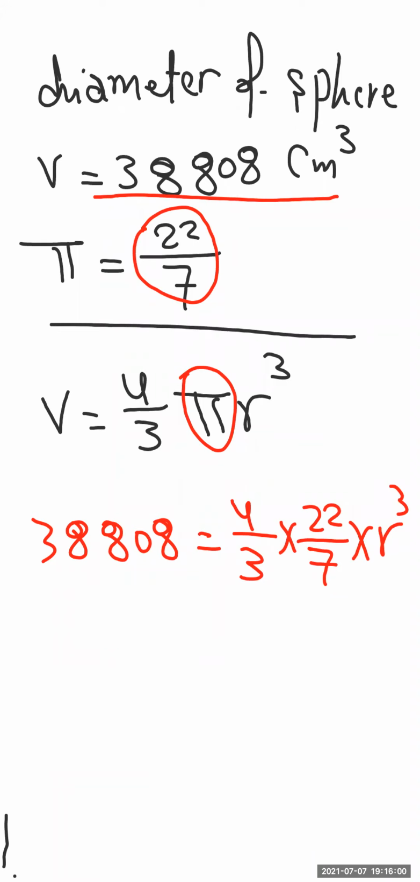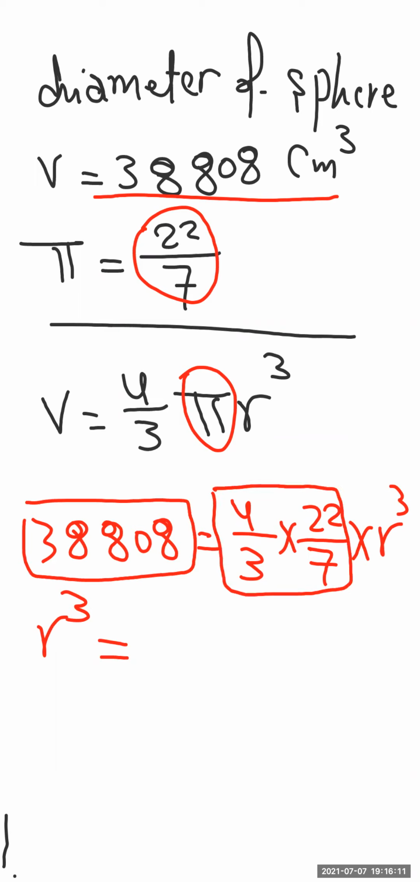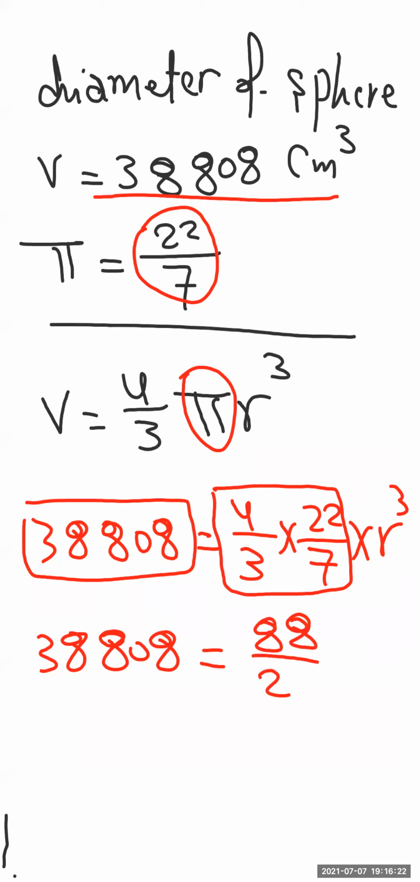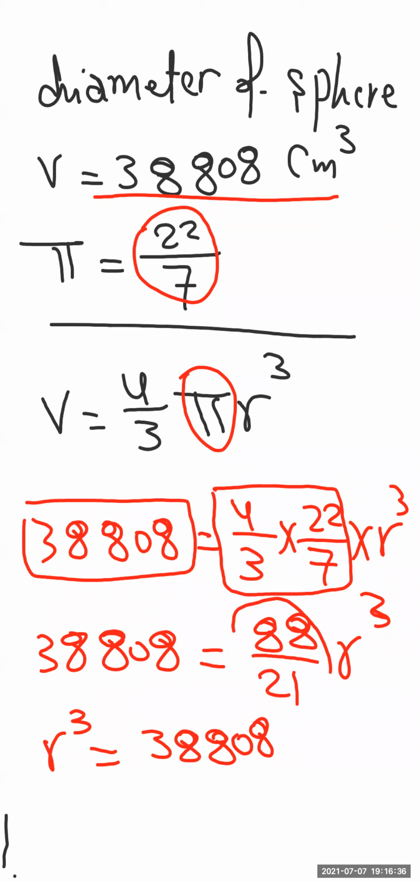So now r to the power 3 will equal this number divided by this one. This one actually equals, I'm going to simplify it first, 4 times 22 over 21, which is 88/21 r to the power 3 to be easier. So r to the power 3 will equal 38,808 divided by this fraction. So this means multiplied by 21/88.